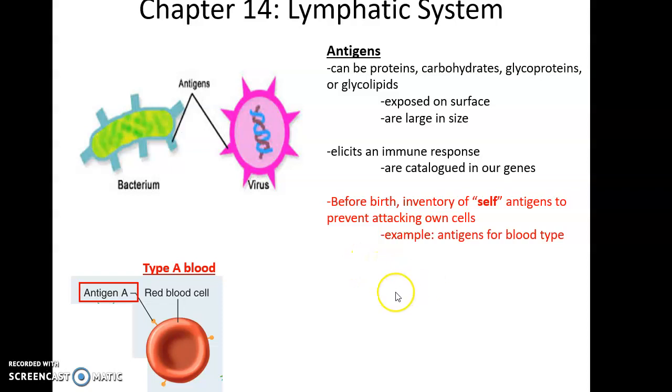For example, a type of antigen that gets inventoried this way is, of course, the antigens on the surface of our red blood cells. So if you have blood type A, you have antigen A on the surface of your red blood cells. So your immune response knows that's supposed to be there. That is a self-antigen.